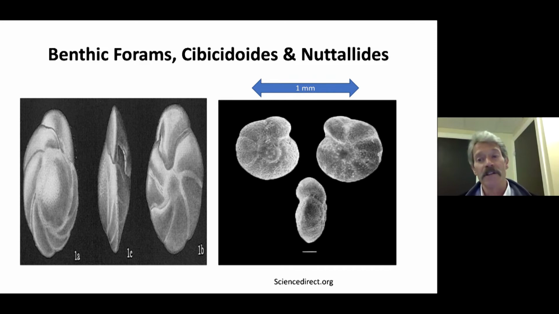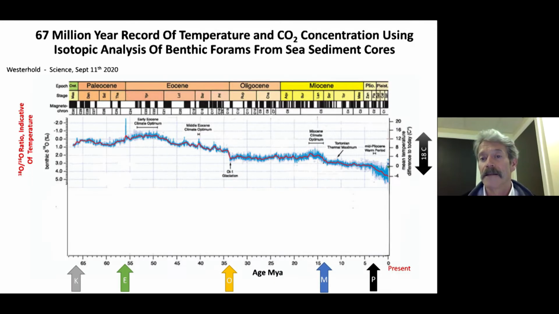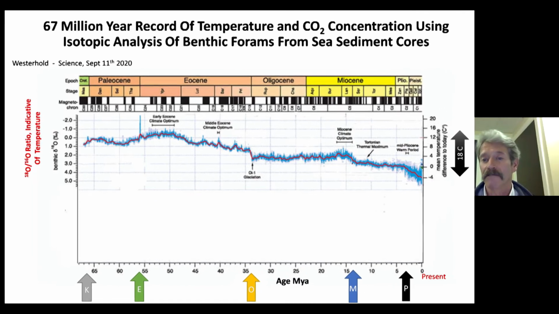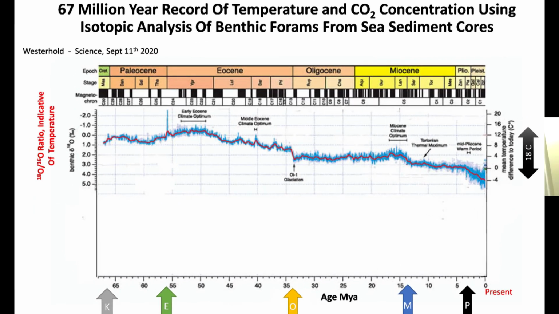The ratio of oxygen 18 to 16 isotope is affected by the temperature, and the ratio of carbon 13 to 12 isotopes is indicative of the CO2 concentration. Here's the plot of the oxygen 18 to 16. This ratio is our proxy of temperature. The error bands are indicated in the blue, and the best fit data is plotted in the red. The total equivalent temperature range between top and bottom is 18 degrees centigrade. For reference, the E, O, M, and P times are shown.